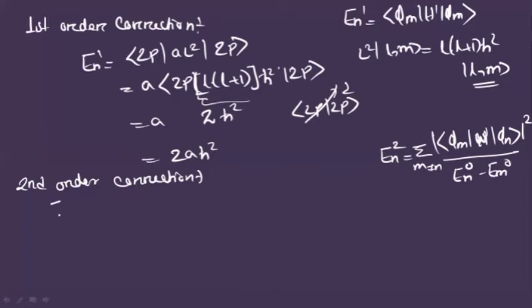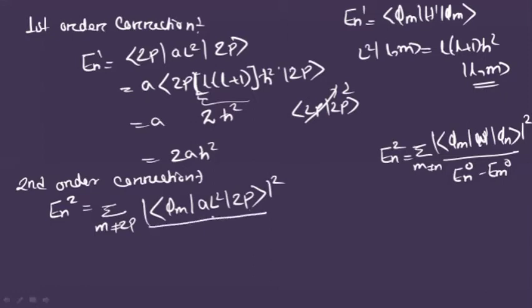So in our case, what will we write? En2 is equal to what? In our case, we will have m not equal to 2p. And here you will have phi m, the perturbed term is a square, here you will have 2p. Clear? And the modulus square divided by E 2p 0. Clear?